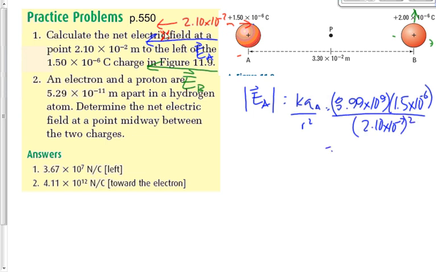Okay, this side of the room, Fraser's side of the room, you guys are going to get that number for me, okay? The second one, EB, this one's a little bit trickier. It's 8.99 times 10 to the 9 times the charge B, which is 2 times 10 to the minus 6, divided by what? What's the value of r squared there? What number do I put in there?